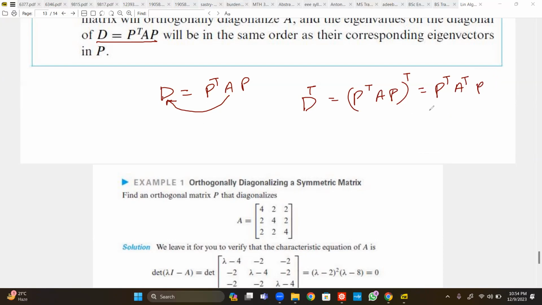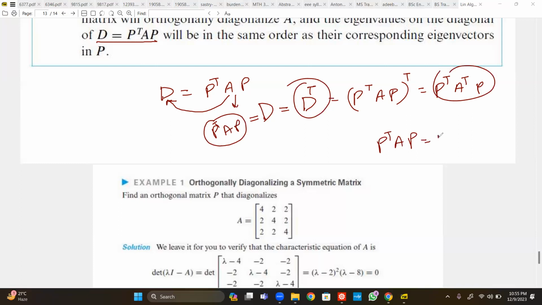Now, what is D transpose? Since D is a diagonal matrix, it is the transpose of itself. So D transpose is simply D. And in place of D, we can just write P transpose A P. So let me write again: P transpose A P is exactly equal to P transpose A transpose P.